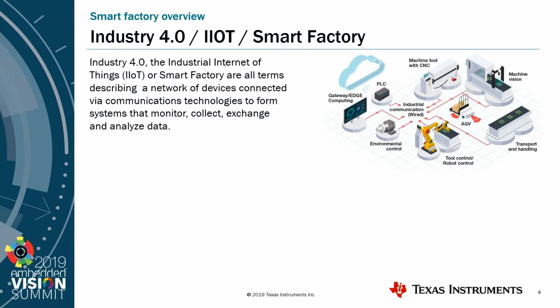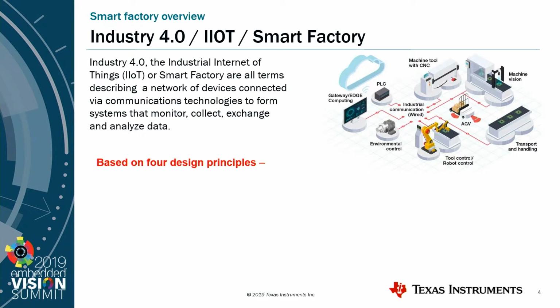So what is smart factory? Smart factory is another name for Industry 4.0 or Industrial Internet of Things. In the smart factories, it's basically nothing but a network of devices connected via communication technologies to form systems that monitor, collect, exchange, and analyze data. So tons of data are being generated in smart factories, which makes it perfect for machine learning applications.